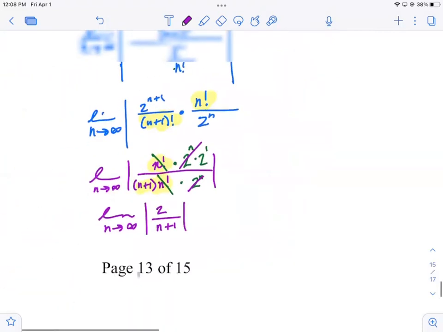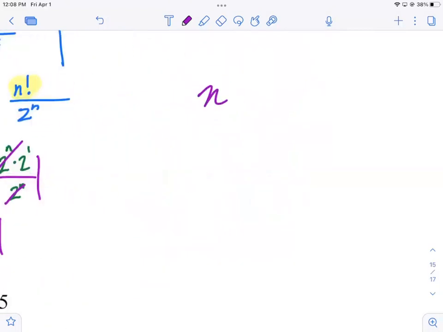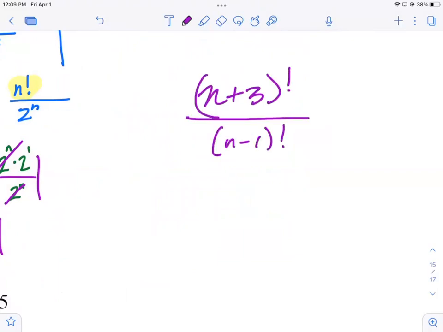Oh, yeah. So off to the side here. Remember, if I had n plus 3 factorial all over n minus 1 factorial? We did this on a warm up one day. If you want to simplify factorials, start with the one that's larger and start writing it recursively.